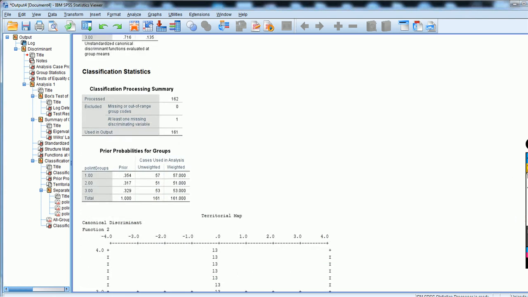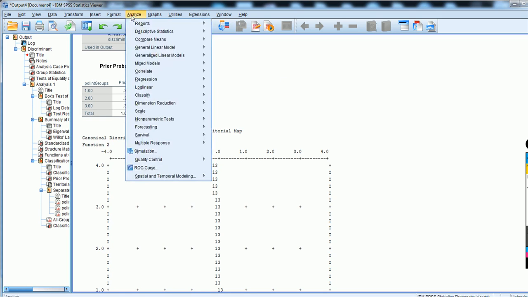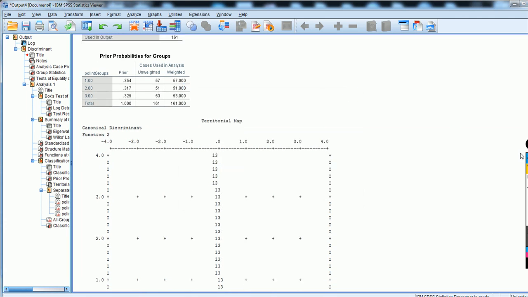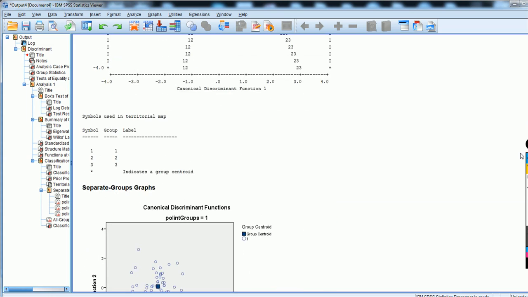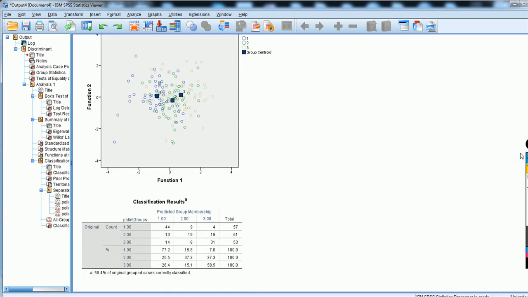Scrolling down a little bit further, you can see we got our prior probabilities for the groups. Again, we had unequal ns, so under Classify, it made sense that we were asking for computing the prior probabilities from group sizes. Scrolling down, I'm not going to spend any time on the territorial map, but at the very bottom right here, this is the classification results, which gives us a better idea about how well our model fits the data. So how well are we predicting group membership?